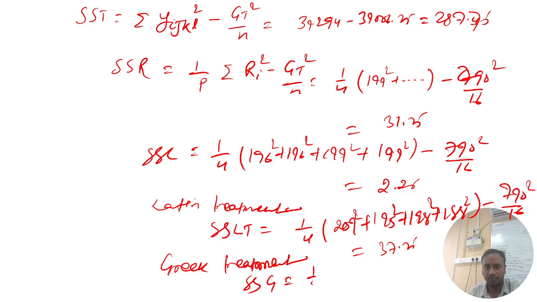SSG 1 by 4, 203 plus 195 square minus GT square 790 by 16. It will come 47.95 x75. Okay, so now we'll go with the which one? Error.